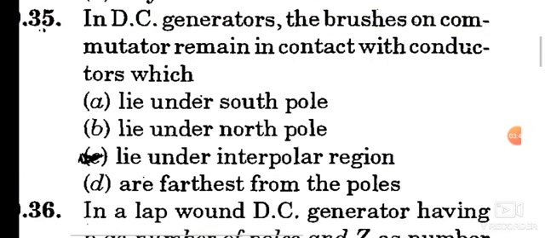Question number 35. In DC generators, the brushes on the commutator remain in contact with the conductors which lie under the interpolar region.